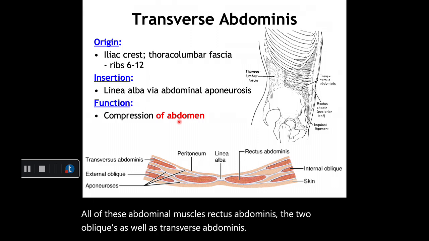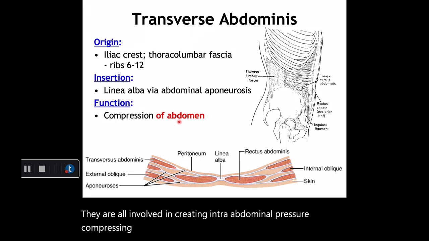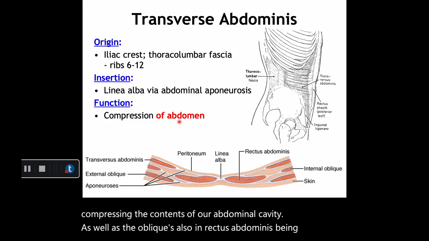So all of these abdominal muscles, rectus abdominis, the two obliques, as well as transverse abdominis, are all involved in creating intra-abdominal pressure, compressing the contents of our abdominal cavity, as well as the obliques and rectus abdominis also being able to produce trunk movements.